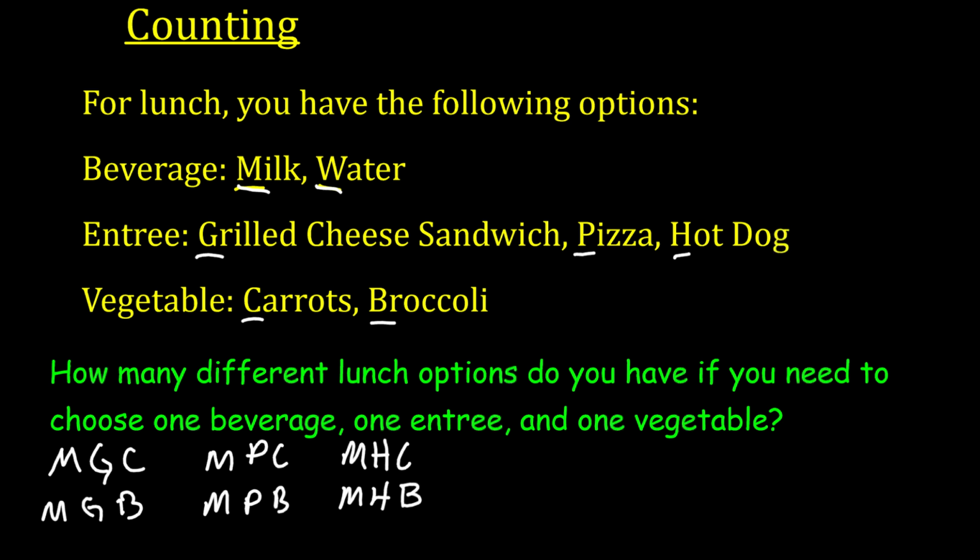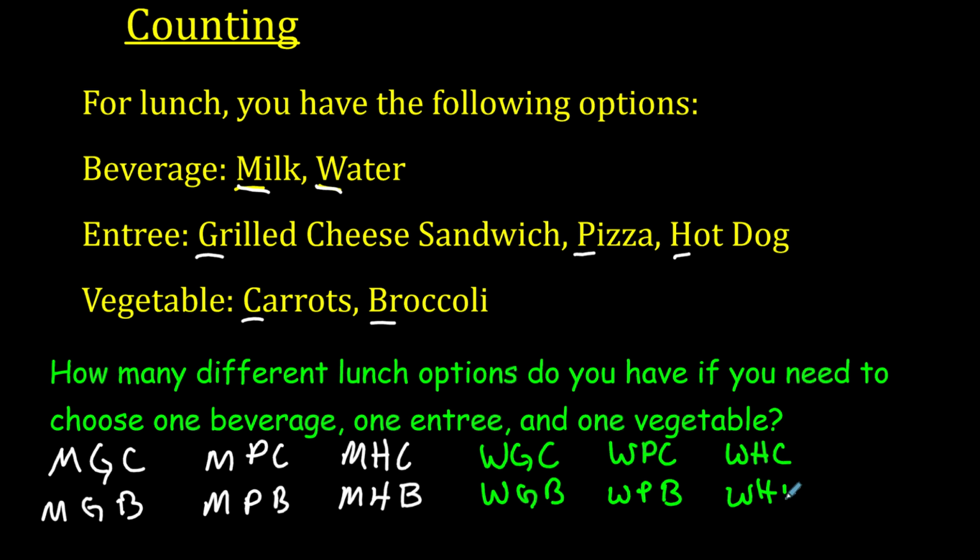Okay, so then let's switch over and do water. So water with grilled cheese and carrots. And then water with grilled cheese and broccoli. And you can kind of see it's the exact same as that list over there. It's just M's get flipped into W's. And then we have water. We did grilled cheese already, so pizza and carrots. Water, pizza, broccoli. And then we've done grilled cheese and pizza, so water, hot dog, carrots. And water, hot dog, broccoli.